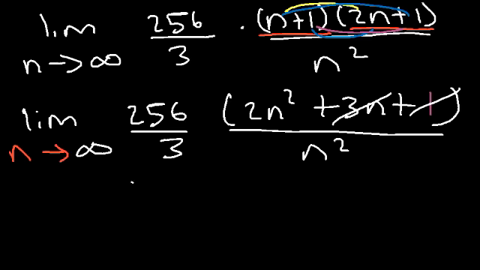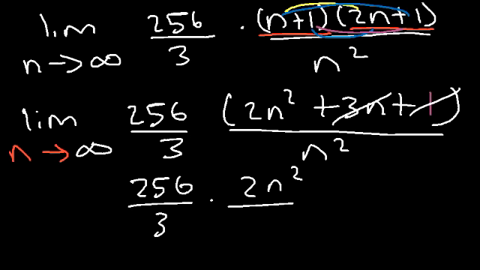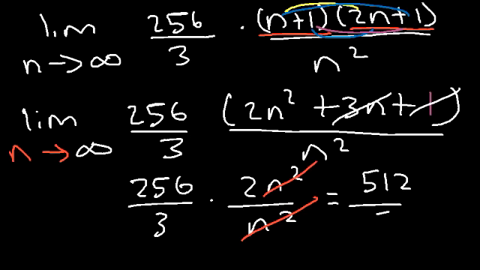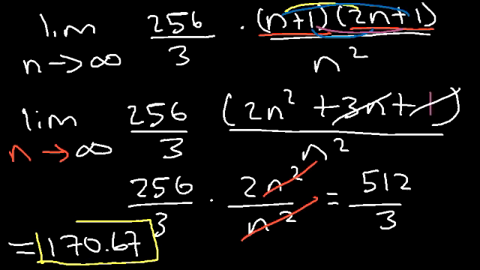So this expression reduces to 256 over 3 times 2n squared over n squared, where n squared cancels out and it reduces to 2. 256 times 2 is 512. So you get 512 over 3, which is 170.67, which is the exact answer. So that's how you can calculate the area under a curve using the limit definition. You can also evaluate the definite integral using this process. It's a long process, but this is how you do it.